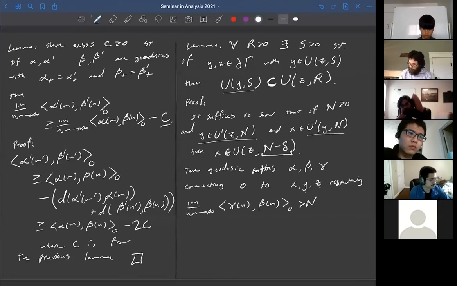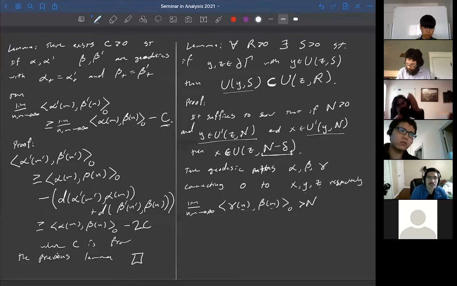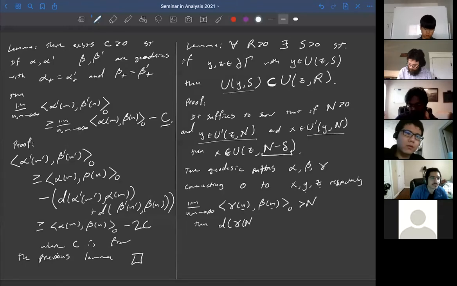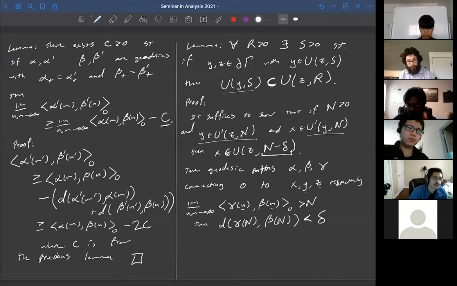That means that, well, these are all paths coming from the origin, so since their Gromov product is greater than n, the length of the tripod is at least n, which means in particular that if we plug in capital N for the coefficients here, then the distance between gamma N and beta N is less than delta, because they map to the same point on the comparison tripod.